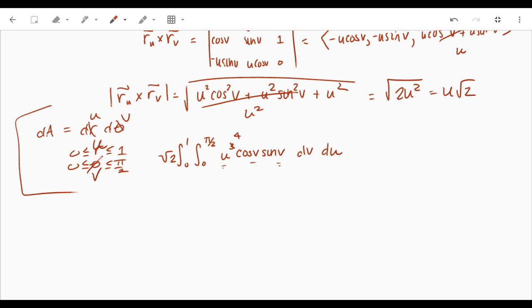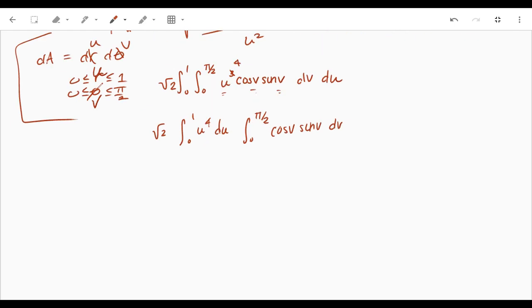This is separable for us, so we can do the square root of 2 times the integral from 0 to 1 of u to the 4th du, and the integral from 0 to pi over 2 of cosine v sine v dv. So we're going to have square root of 2 times u to the 5th over 5 evaluated from 0 to 1. Then we can do a u-sub here, which, when we're already talking about u's, we don't really like to do. But u would be sine v, du would be cosine v dv.